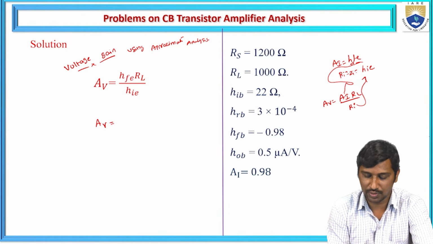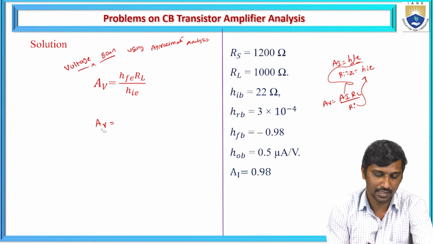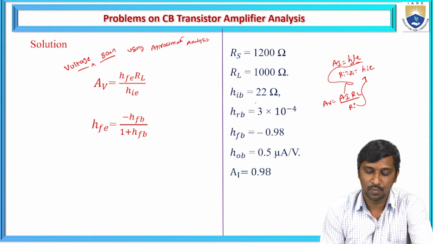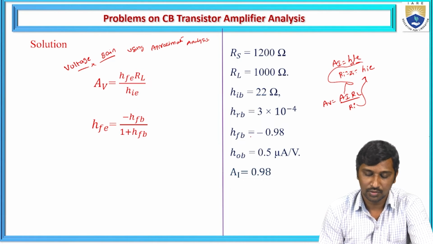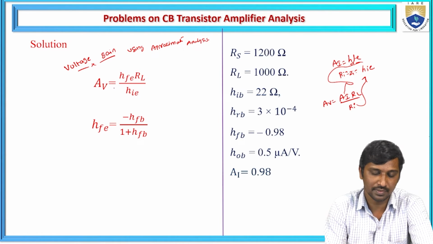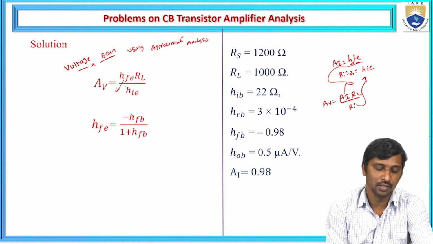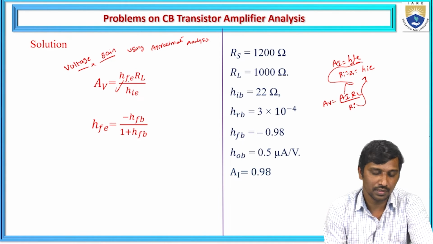So AV is equal to the HFE value, but first we need to calculate this HFE parameter. Actually, this is related to the common base configuration. They have given HFB, but we need to convert this term. The given specifications are related to common base configuration, but here HFE means it is related to common emitter configuration. So we need to convert this HFE in terms of common base.